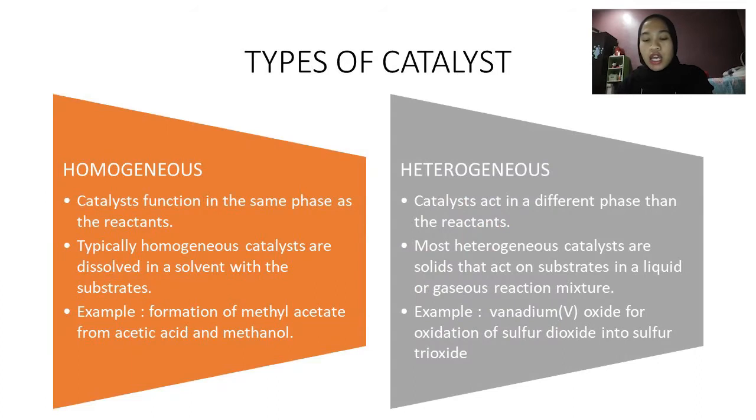Moving on, I am going to explain about the different types of catalysts. There are two types of catalyst, homogeneous catalyst and heterogeneous catalyst. Homogeneous catalysts function in the same phase as the reactants. Typically, homogeneous catalysts are dissolved in a solvent with the substrates. One example of homogeneous catalyst is the formation of methyl acetate from acetic acid and methanol.